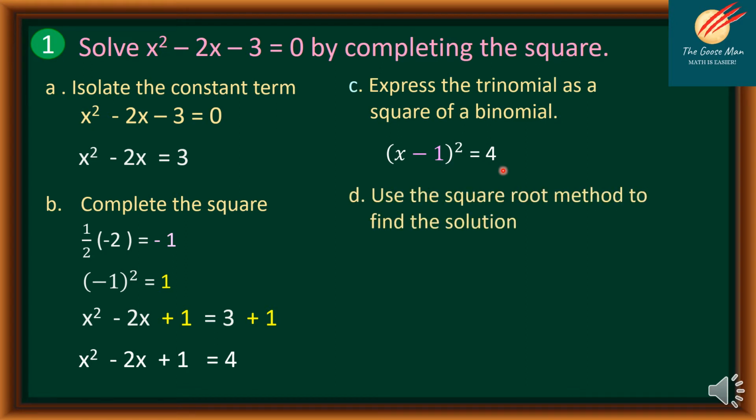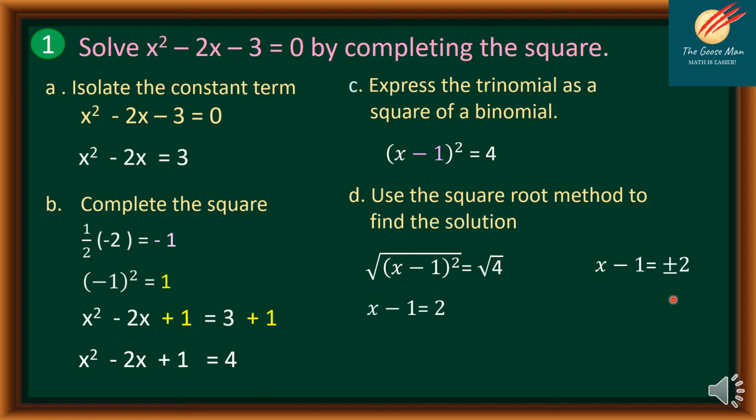Next, use the square root method to find the solution. If we extract the square root of both sides of the equation, that is the square root of x minus 1 squared is equal to the square root of 4. So we will come up with x minus 1 is equal to plus or minus 2, because the square root of 4 is equal to plus or minus 2.